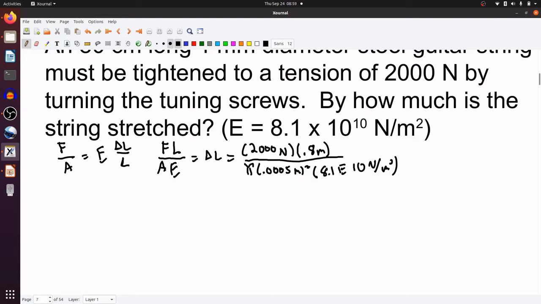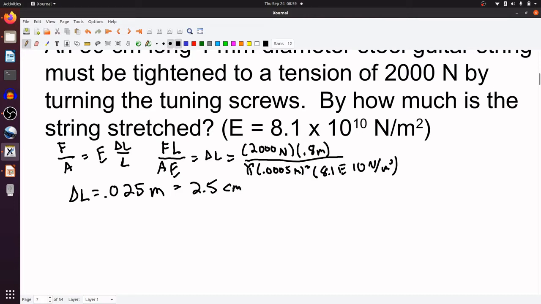All right, so 2,000 times 0.8, divide that by my friend pi, divide that by 0.0005 squared, and then divide that by 8.1 times 10 to the 10th, so E10, and that gives me 0.025. So that's 0.025 meters, or it's going to change length by 2.5 centimeters.